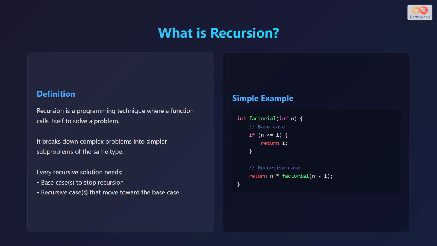Second, recursive cases. These are the conditions where the function calls itself with a modified input, working towards the base case. Now let's consider this simple example.